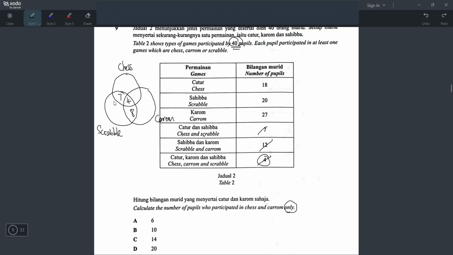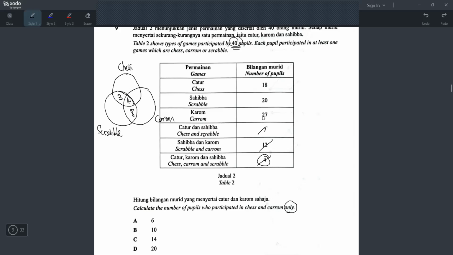If they never say the word only, it means the 7 is actually including the 4. So to get here, you have to take 7 minus 4, which is 3. All right. It means if I say chess and Scrabble, it's like this. But if I say chess and Scrabble only, then it's here only. Okay. I hope you understand lah.